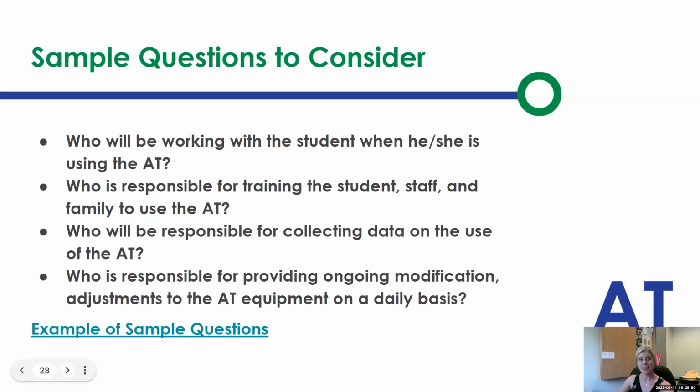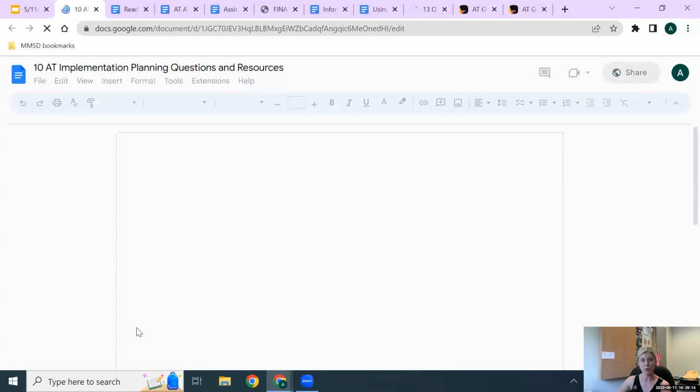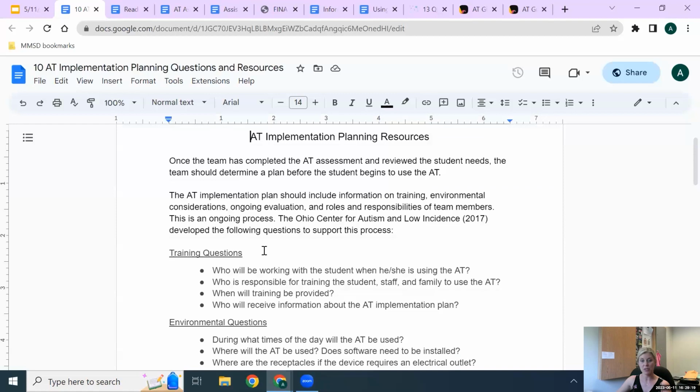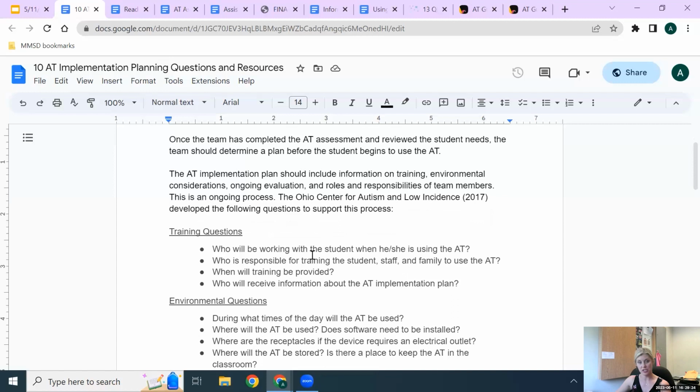Okay, so we're also looking at the AT implementation. So really talking about who's going to be working with the student when he or she is using the AT, who's responsible for training, who's responsible for collecting data, who's responsible for the ongoing modifications and adjustments to the AT equipment, all these things that happen on a regular basis. It helps people think about when we're implementing AT, it's not just one person implementing and supporting that implementation. Again, we've gone through some examples from the Ohio Center for Autism and Low Incidence, which has developed a lot of these questions already.